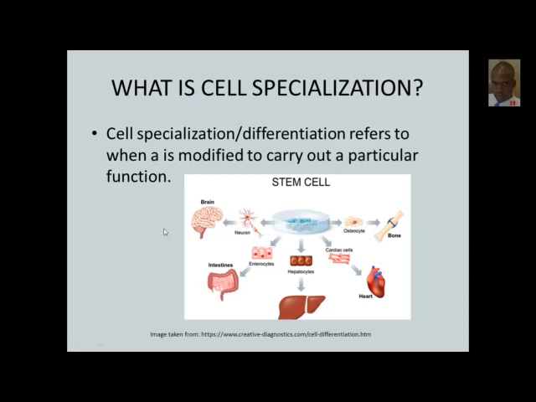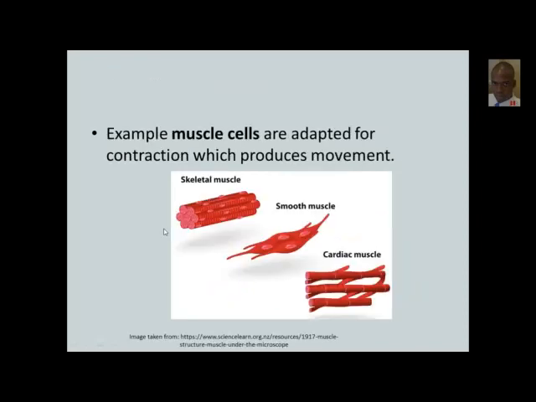So when a cell is specialized, it means that cell now takes on some modification and becomes adapted to carry out a specific function, to do a specific job. Alright, so you understand what cell specialization is. An example here: muscle cells are adapted for contraction, which produces movement. For example, skeletal muscle, smooth muscle, cardiac muscle.